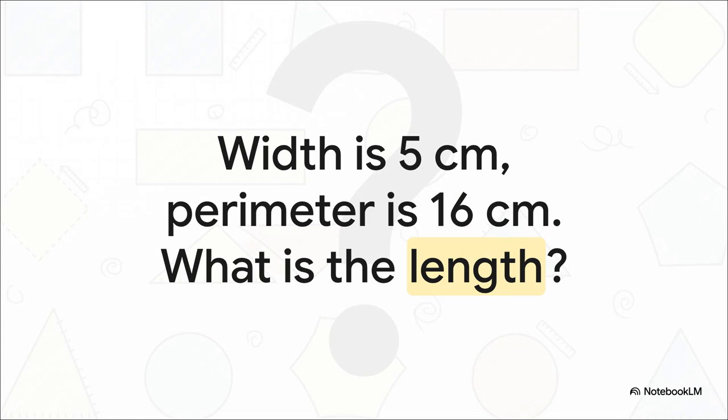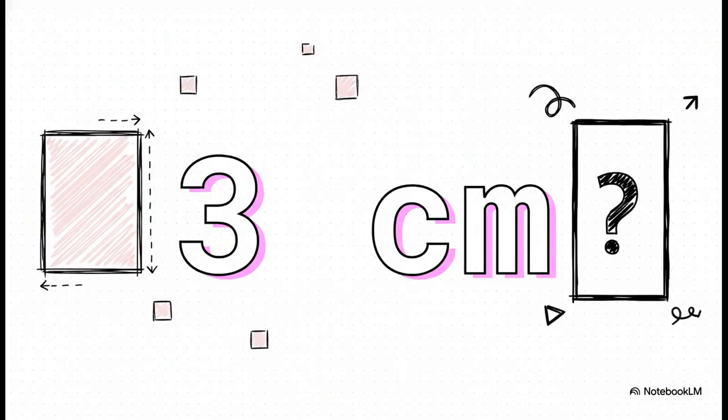All right, one final challenge to really put your new perimeter skills to the test. A rectangle has a width of 5 centimeters, and its total perimeter is 16 centimeters. So, what is its length? Go ahead and pause for a second, see if you can figure it out. Did you get 3 centimeters? If you did, awesome. Here's how we solve it.